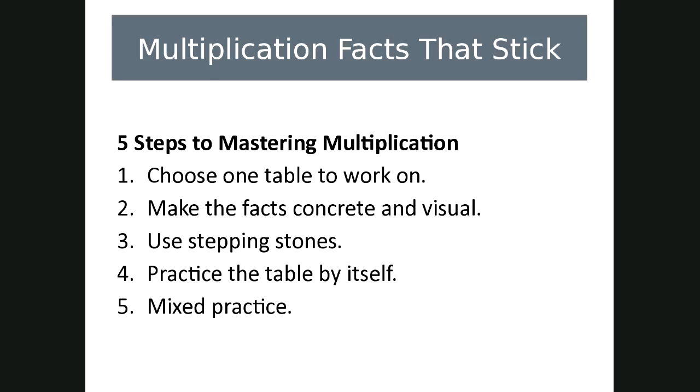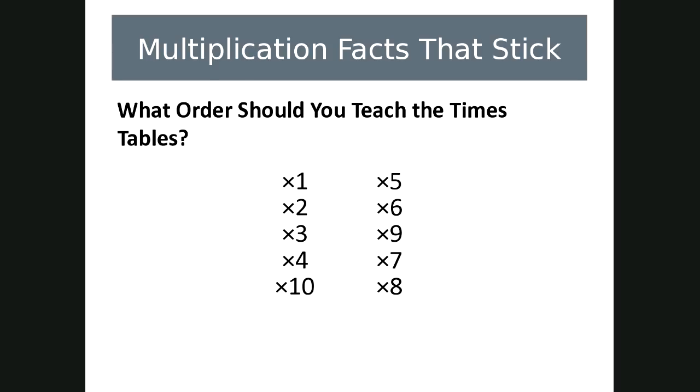And so those are these 5 steps. And like I said, you can see that these 5 steps are all for one table. You go through these 5 steps with each table, mastering one table at a time, and then mixing that table with the facts that your child has already learned, and going through each table until your child has learned them all. But then that, of course, raises the question, what order should you teach the times tables?